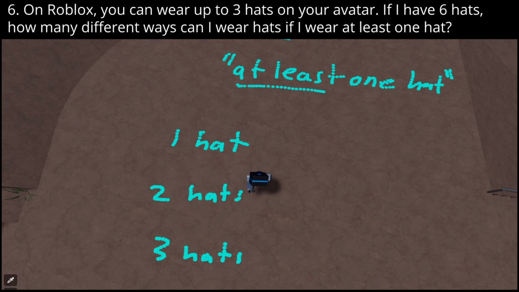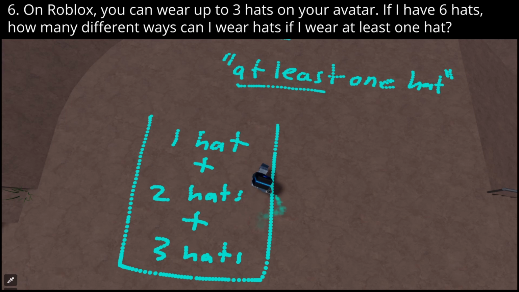So add up the possibilities for wearing 1 hat, add up the possibilities for wearing 2 hats, and then 3 hats. And if we add all of these up, we can get the total number of combinations, or the total number of ways you can wear hats if you need to wear at least 1 hat, and you can wear up to 3 hats on Roblox.